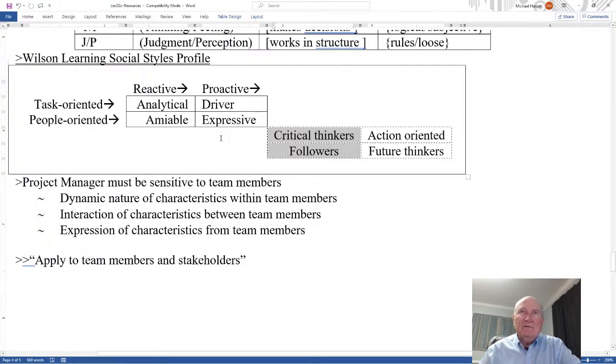Now, proactive, task-oriented is action-oriented. Okay, we can think about this. Let's stop thinking about it, let's do it. Let's just do this. And more action-oriented. And future thinkers come up with new ideas. More expressive. Wait a minute, let's rethink this. Maybe we could do something better.